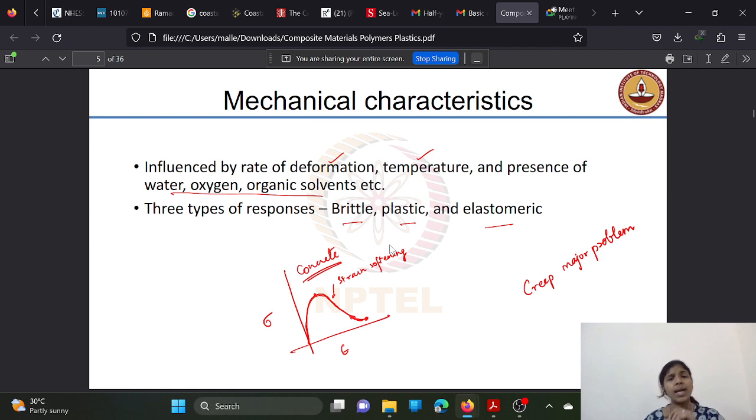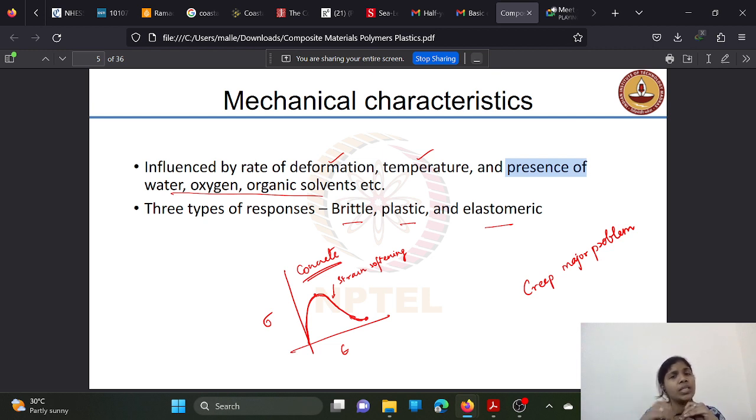and coming to the mechanical characteristics, these polymers are highly influenced by the rate of deformation and temperature, and then the presence of water, oxygen, organic solvents, etc. Right? See, when compared to steel or concrete, polymers are highly influenced by the rate of deformation, temperature, and presence of water, oxygen, and other organic solvents. Because these polymers don't have that much strength when compared to concrete or steel, the rate of deformation will be higher with the sustained loading.